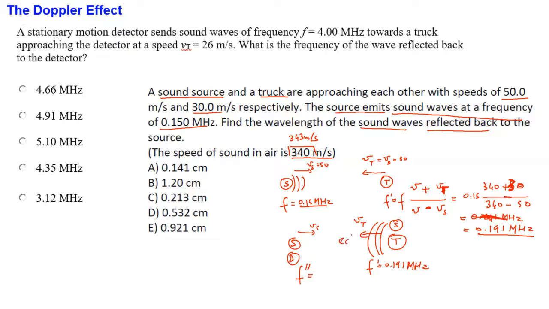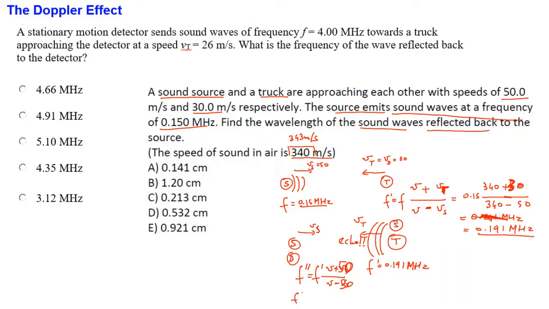Be careful, echo. As we already talked about in class, in the bat echolocation. You remember that? So F double prime will be F prime, (V plus Vd) over (V minus Vs). Now what is Vd? It is the velocity of the detector. Now the source is a detector, so it's 50 here. So don't forget it. Now, will it be plus or minus? What do you think? Of course, the detector is moving forward, so it will be a plus. So here it will be a minus. Now, V source is now the velocity of the track, which is 30.